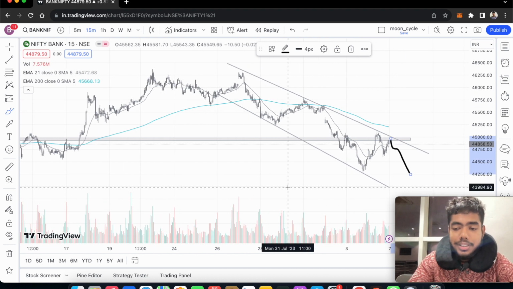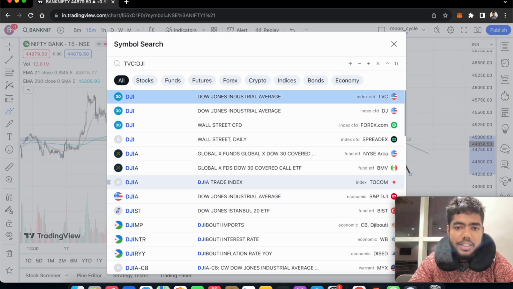All right, so that is my analysis on FINNIFTY and BANKNIFTY. So yes, I will be biased on the bearish side, only thanks to the fact that the US markets gave a very sharp U-turn on our previous trading session.